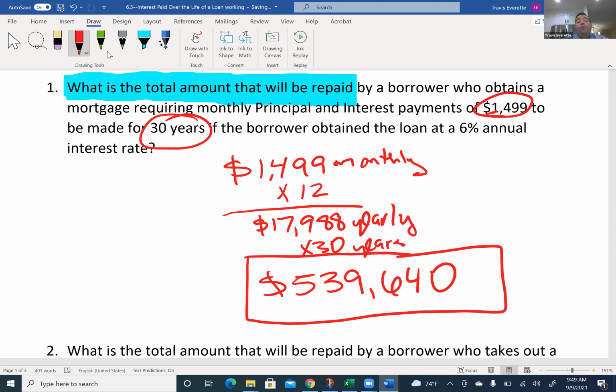Notice we did not have to use that 6% annual interest rate at all in this question. And the reason was they already gave us the monthly payment. That 6% interest rate is factored into the monthly payment already. So we're just going to take the monthly payment and run with it.